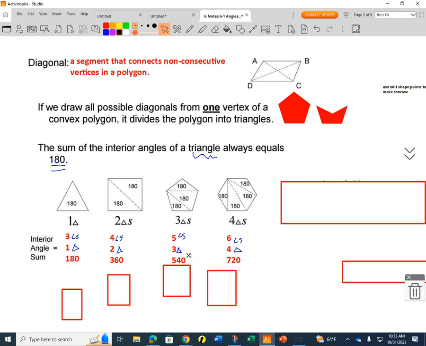So there's a pattern there. The number of triangles plus what gives me the number of sides or angles? Plus 2, right? 1 plus 2 is 3, 2 plus 2 is 4, 3 plus 2 is 5, 4 plus 2 is 6. Maybe it's helpful. Let's go ahead and put the sides here as well. So we're really going to be talking about the number of sides more than the number of angles.